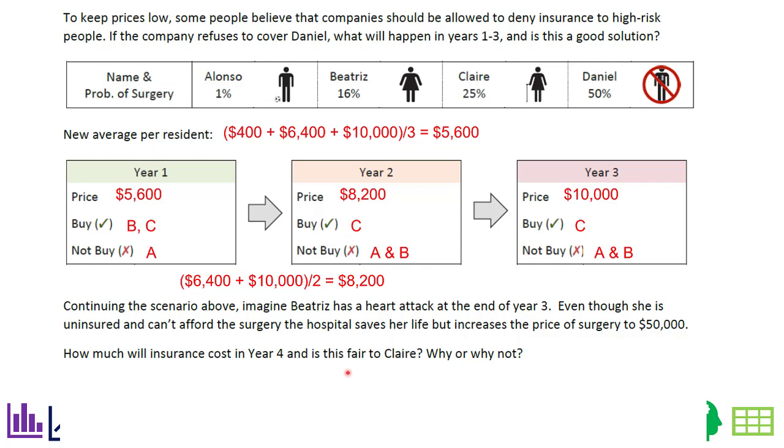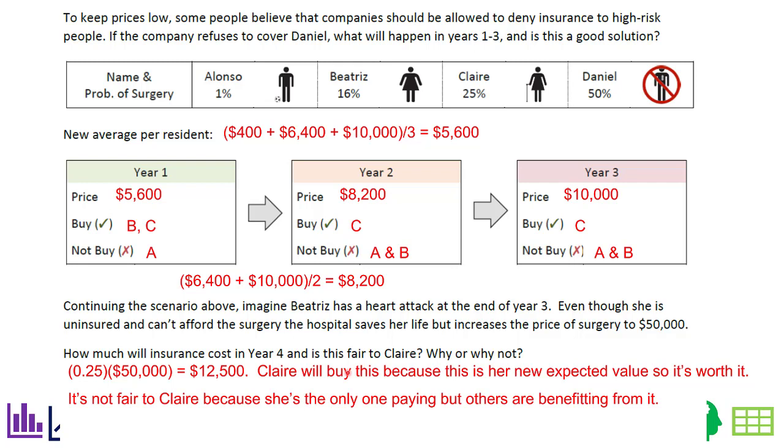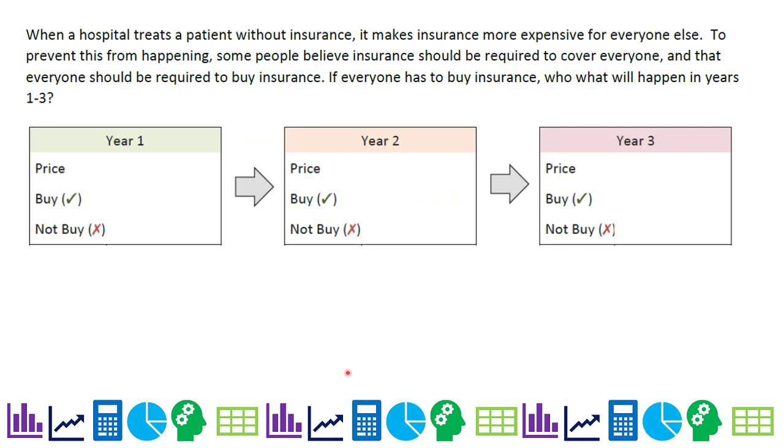So now for Claire, she has a 25% expected cost, probability, right, of paying $50,000. That's $12,500. Claire will buy this because this is her new expected value, so it's worth it. It's not fair to Claire because she's the only one paying out, but others are benefiting from it. So, when a hospital treats a patient without insurance, it makes insurance more expensive for everyone else.